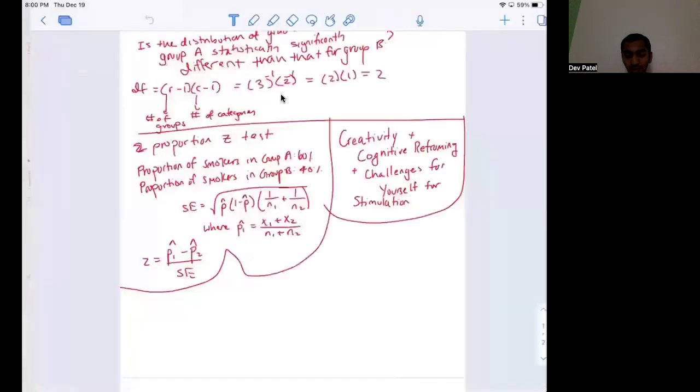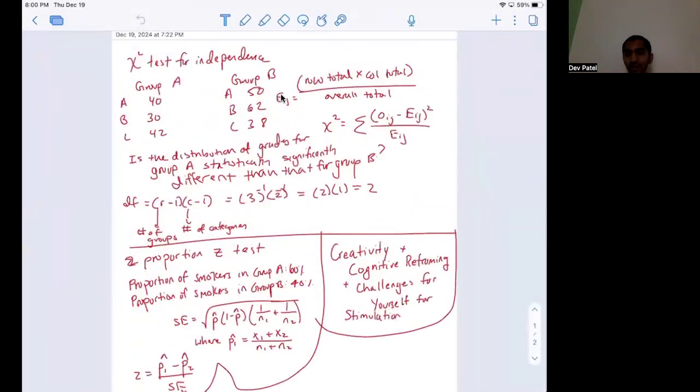Next, if we go into chi-square test of independence. Now, if we have two different groups, let's say we have group A and group B, we have a distribution of their counts of the grades. So group A got 40 A's, 30 B's, 42 C's. Group B got 50 A's, 62 B's, 38 C's. If we want to find a way to see if these two groups are independent or are they related to one another in terms of the distribution of the grades.